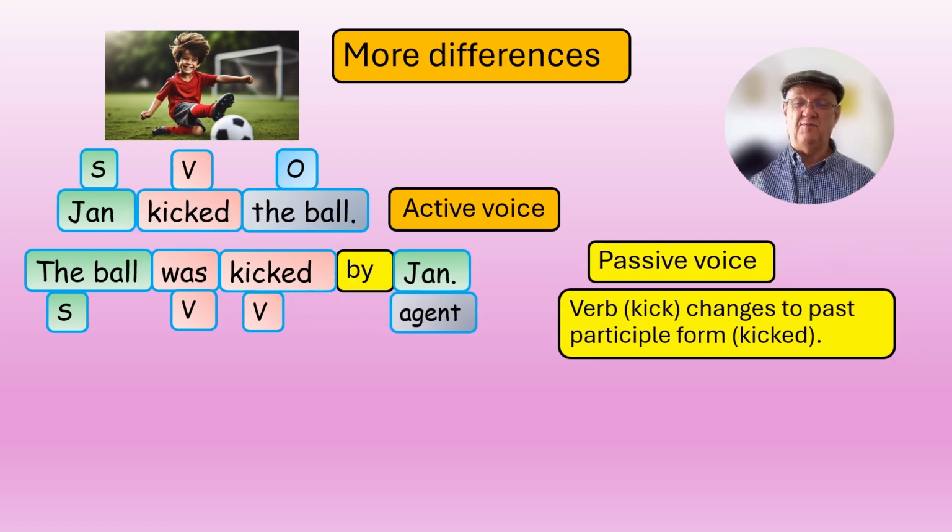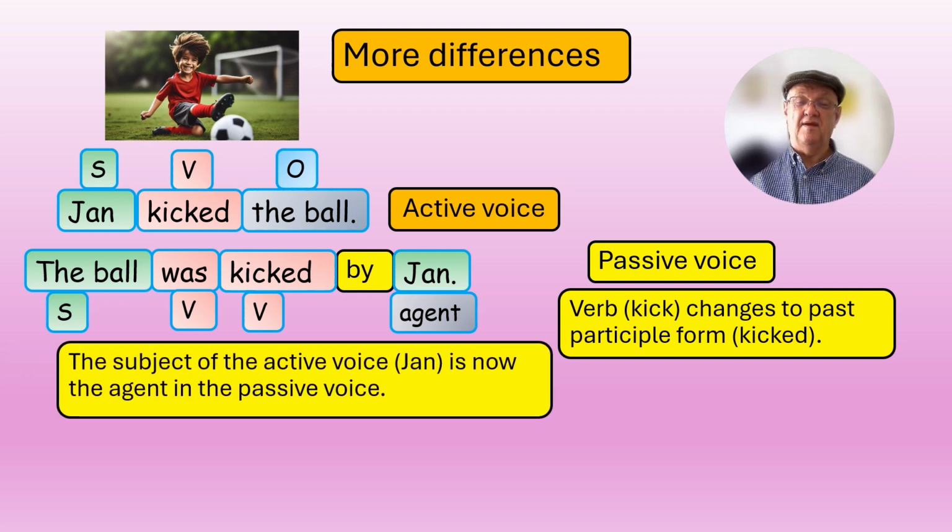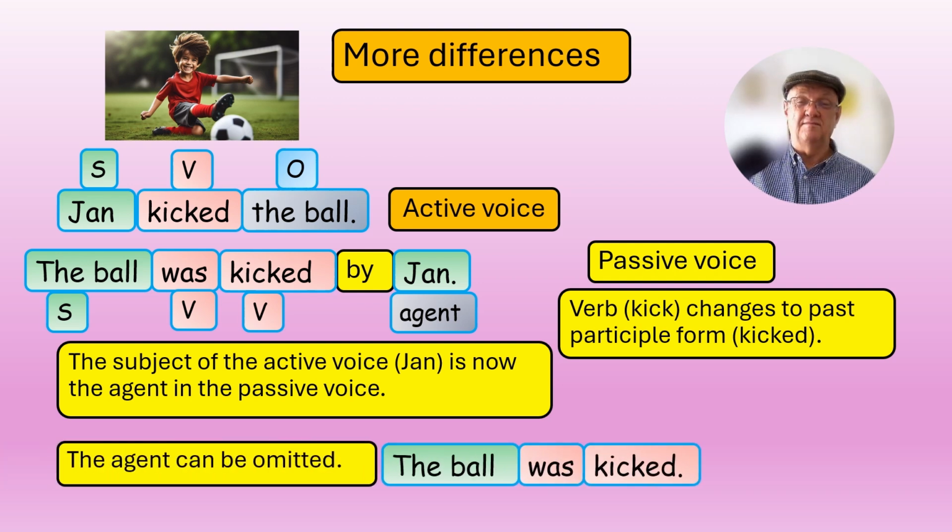So what more can we say here? Verb kick changes to past participle form kicked. The subject of the active voice, Jan, is now the agent in the passive voice. The agent can be omitted. The ball was kicked.